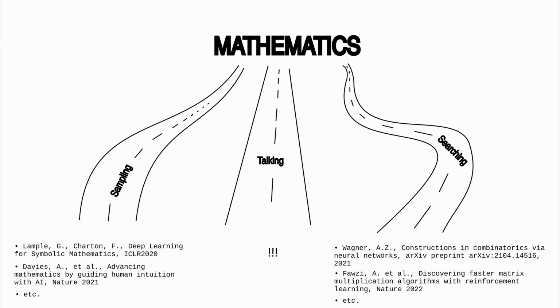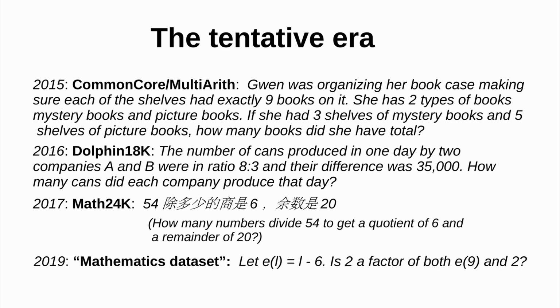So this is one way that is primarily based on sampling. Then there's another way that is based on searching. And a typical preprint that illustrates this is the one by Wagner that essentially uses reinforcement learning in a formal mathematical environment. And then there's, of course, the talking way that I'll be mainly speaking about now that is very much based on datasets, unlike the other two approaches.